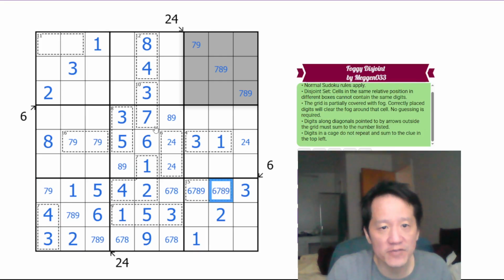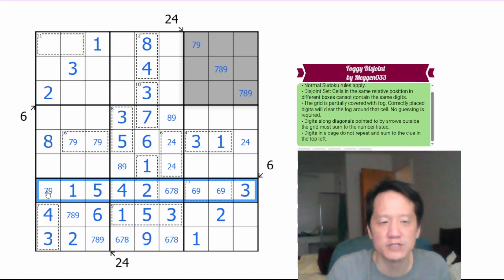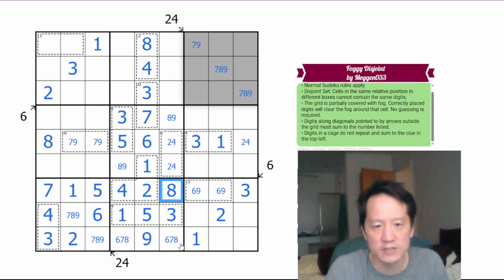This cannot be 7 or 8 because of the 7 or 8s in the disjoint sets, in the upper center cells. So this has to be 6 and 9, which means this has to be 6 and 9 to add up to 15. Well, the 6, 9, 6, 9 pair now eliminates 6 and 9 in the rest of the row. So this can't be 9, this must be 7, and this must be 8.